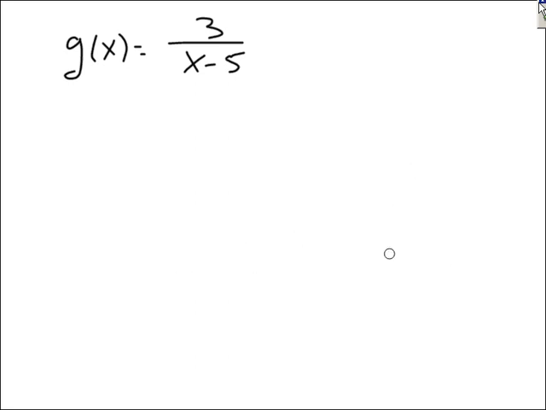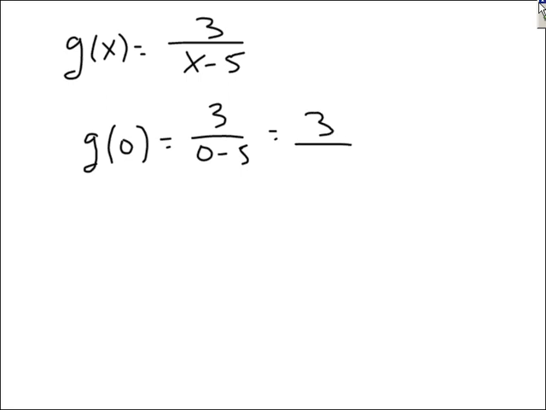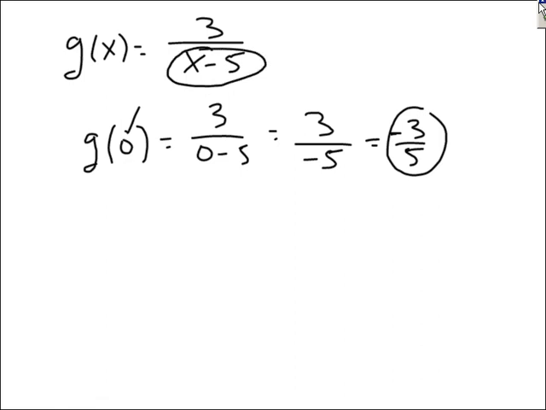So, x can't be 0. The domain is all numbers but 0. This is not true. Because if x is 0, you know what? We're not dividing 3 by 0. 0 minus 5 is not 0. It's negative 5, which gives negative 3/5. Since I got back an intelligent answer, 0 is in the domain. Like I said, we can't divide by 0. We're not dividing by x. That does not say 3 divided by x. It says 3 divided by x minus 5.